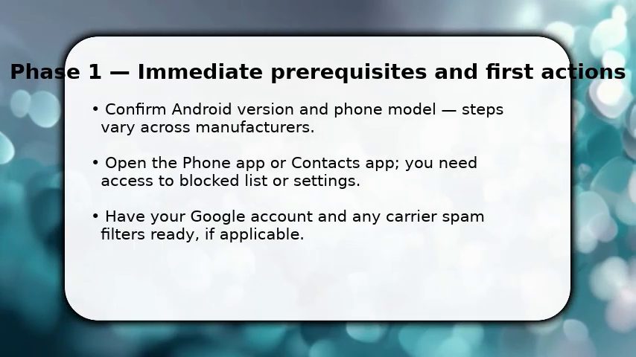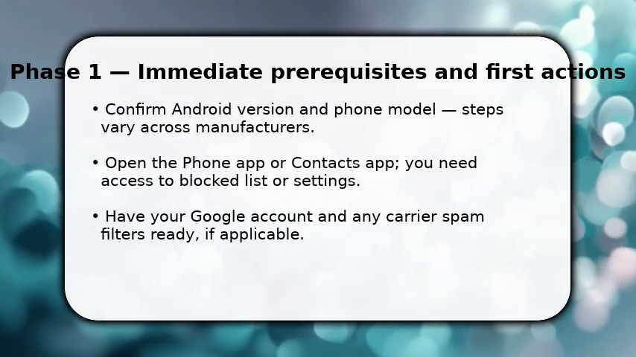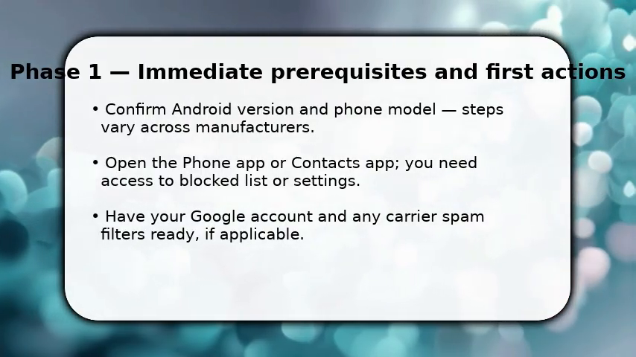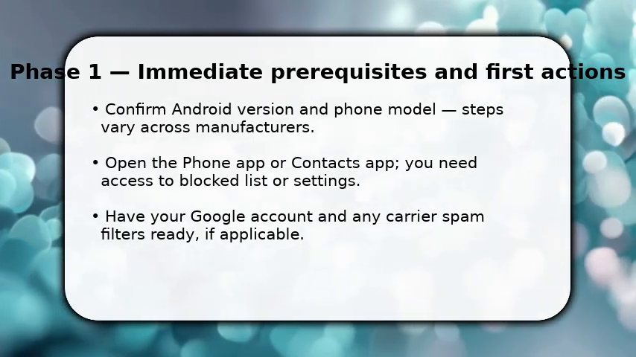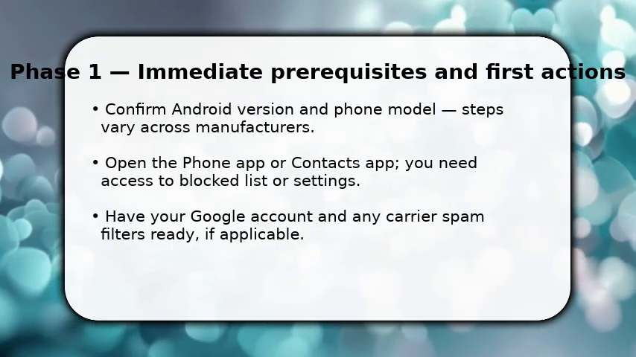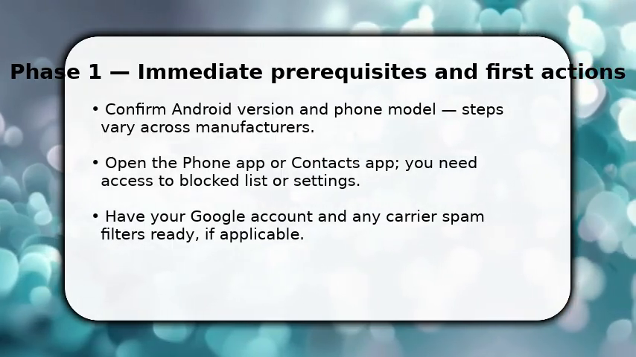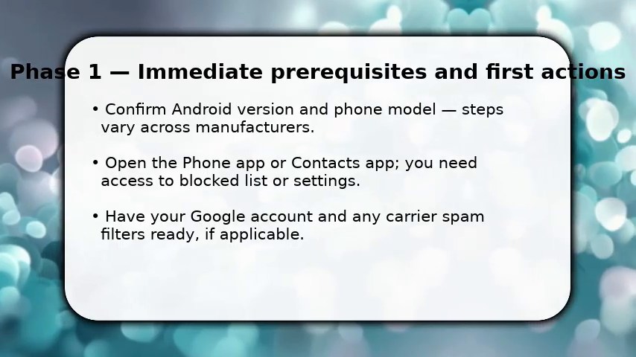You start by confirming your Android version and which app handles calls. This matters because manufacturers alter menus. Once you know that, open the phone app and tap the three-dot menu or settings gear. You want to reach call settings or block numbers now. This is the first actionable step.